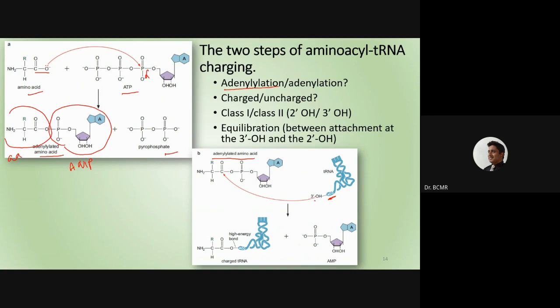So the 3' OH, where we have the CCA, attacks or binds with the carbon of the carboxylic group, forming, now you have a charged tRNA. That is, the amino acid is bound to the tRNA with a high energy bond, and the AMP is released out. There are 2 classes of tRNAs. One class in which the amino acid is attached to the 2' OH. In another class, it is attached to the 3' OH. Here we are talking about the 3' OH of the tRNA. So this must have belonged to class 2 tRNA.